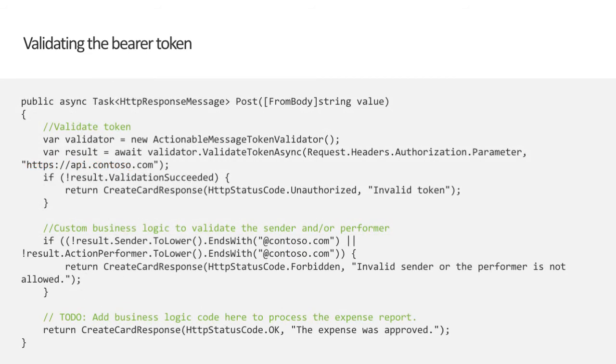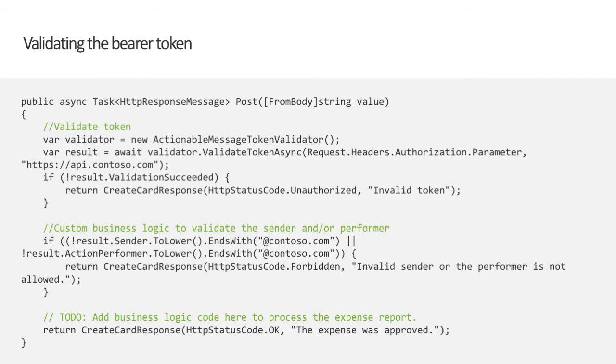Here's what you want to do when you're validating the bearer token that comes in. You'll first want to validate the token using that actionable message token validator. What that's going to do is validate the token asynchronously. It's going to make sure that the parameters being passed in match the validation criteria. And if they don't, then I'm going to create a response to the card of unauthorized with a message of invalid token.